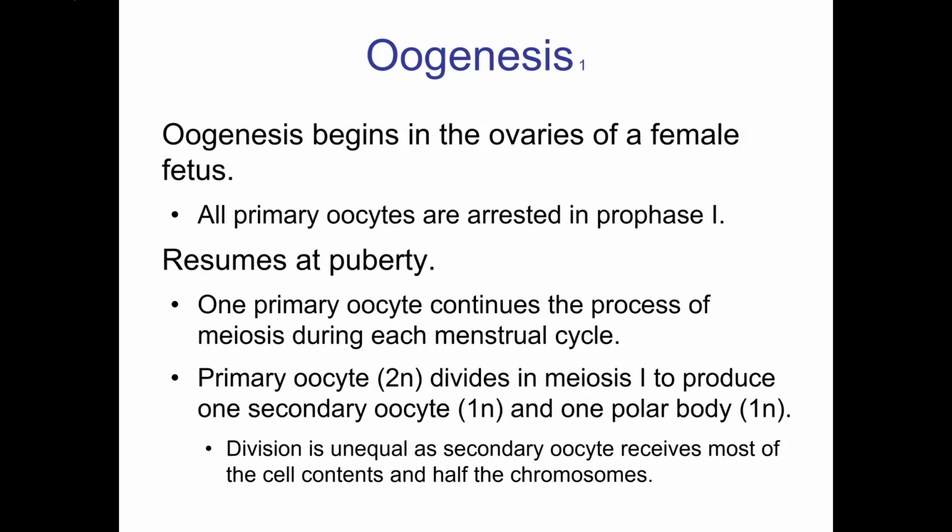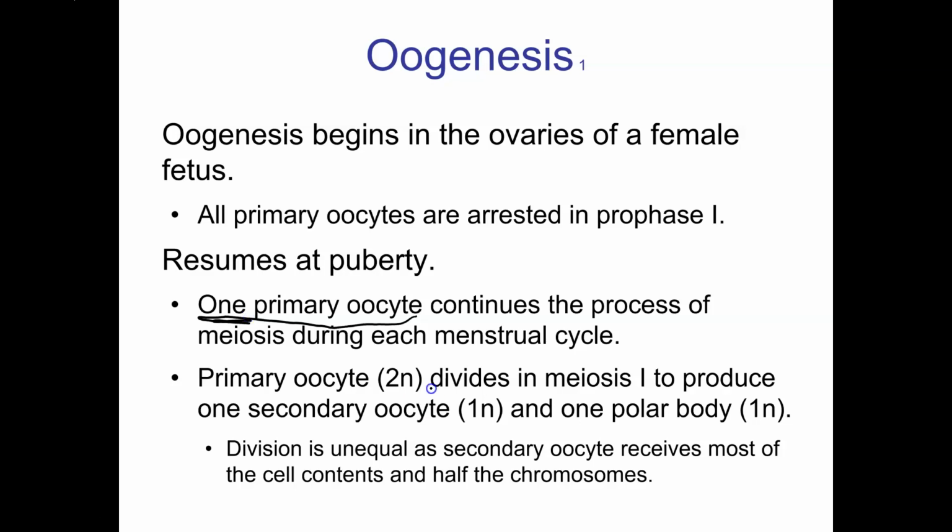And every month we're going to activate some of those eggs. One of those eggs is going to get special attention and will go through all of the rest of meiosis 1 and start entering meiosis 2. So at puberty, we have one special oocyte that goes through the rest of meiosis 1.